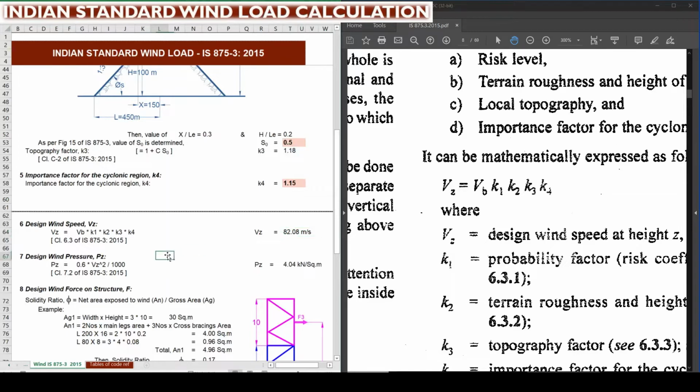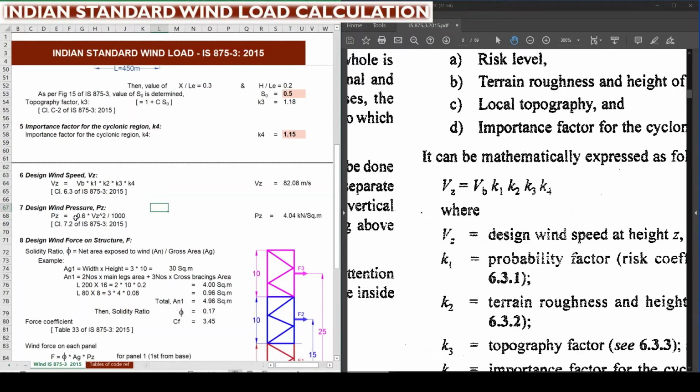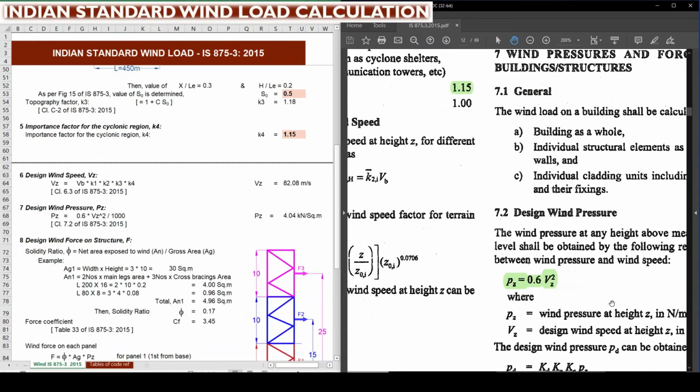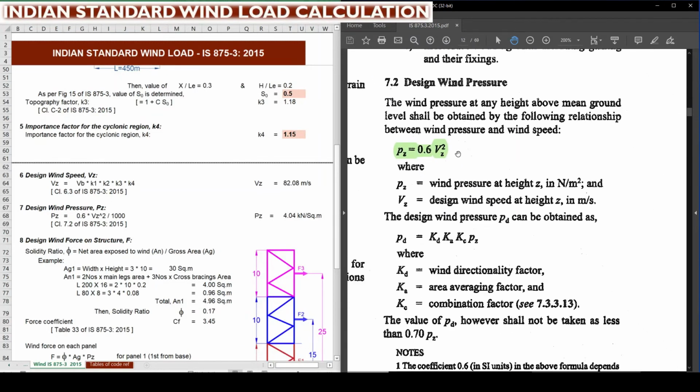design wind speed Vz. Next one is we need to find out the design wind pressure Pz, which is equal to 0.6 Vz square divided by 1000. So for this we need to refer to class 7.2 of IS 875 2015. For that page number 12 is to be referred. So here you can see class 7.2. It is mentioned Pz is equal to 0.6 Vz square.